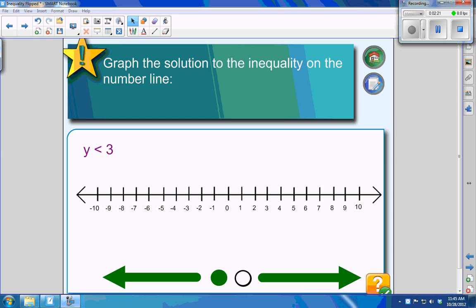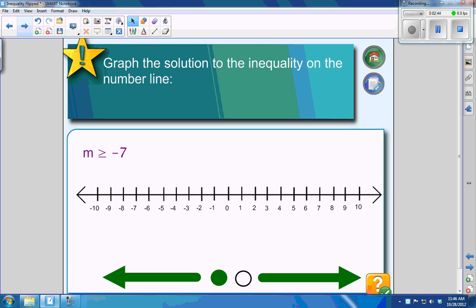Just to get some real quick practice on this, please pause your recording now and graph y is less than 3. All right, we take the open dot, we put it on the 3, and since y is less than 3, my arrow is pointed that way.